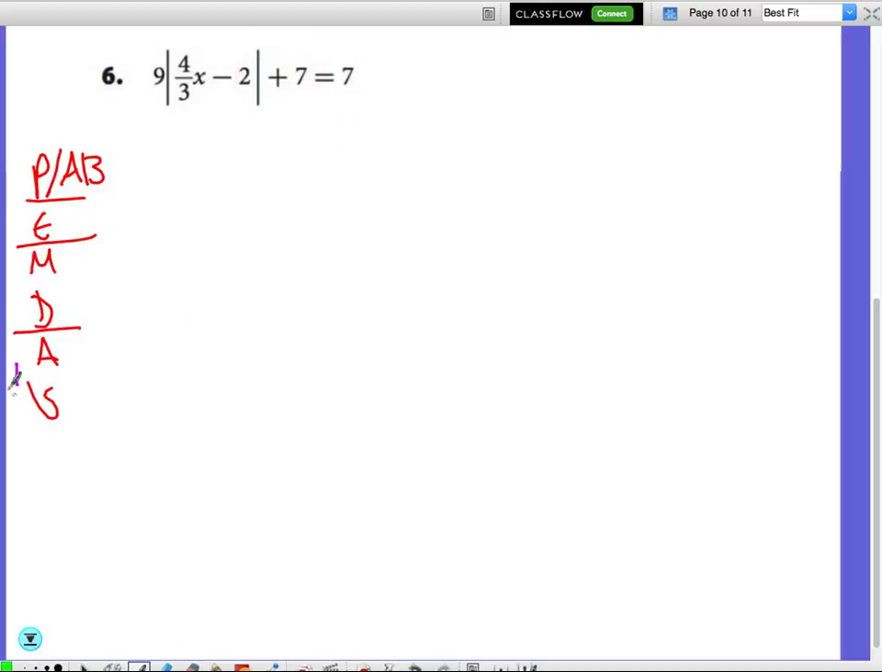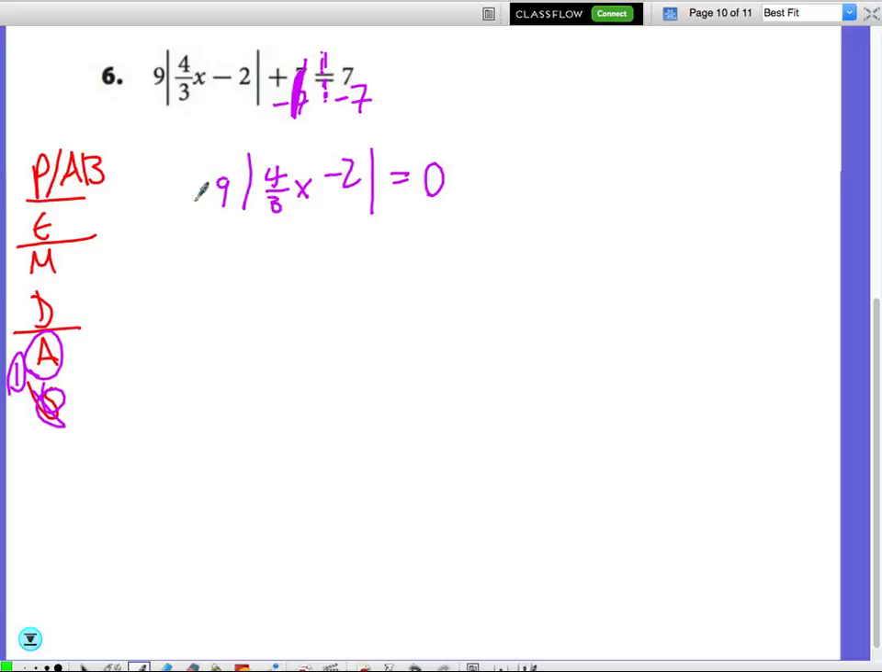So here, first level, addition or subtraction. Well, here I see that I have addition. So the opposite of adding 7, we're going to subtract 7 on both sides. So we're left with 9 times the absolute value of 4 over 3x minus 2 is equal to 7 minus 7. Well, that's going to be 0.